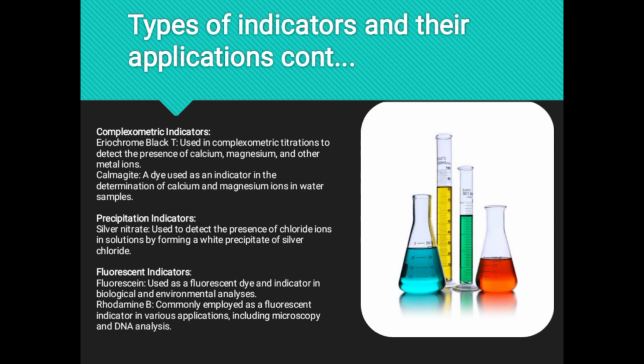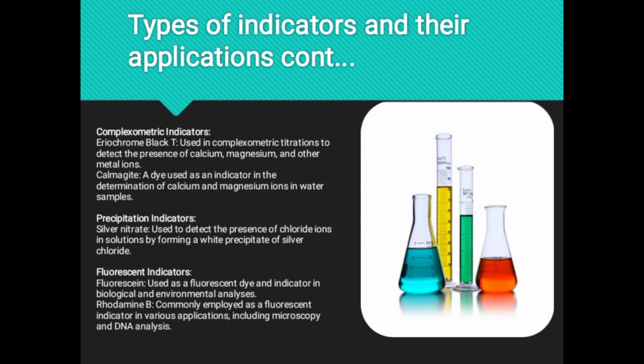And then Calmagite is a dye used as an indicator to determine calcium and magnesium ions in samples. Precipitation indicators. An example is silver nitrate, which is used to detect the presence of chloride ions in solutions. It actually forms a white precipitate of silver chloride.